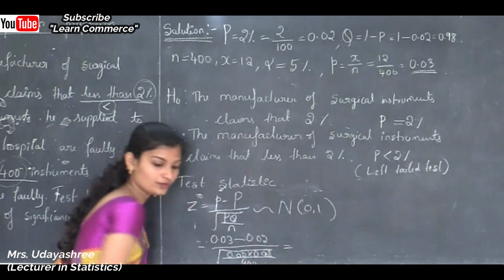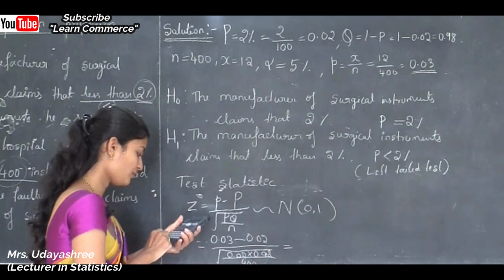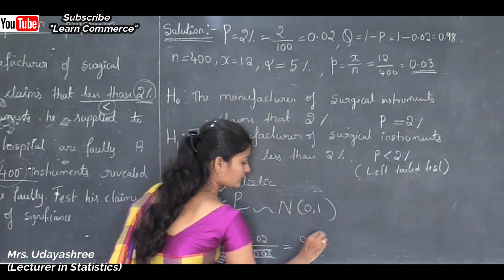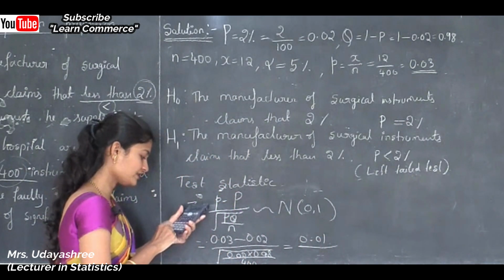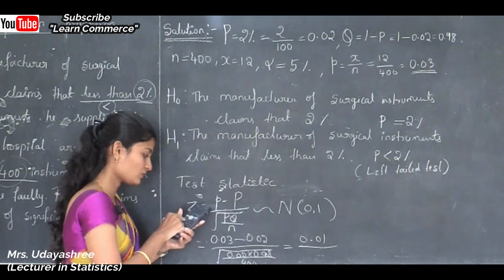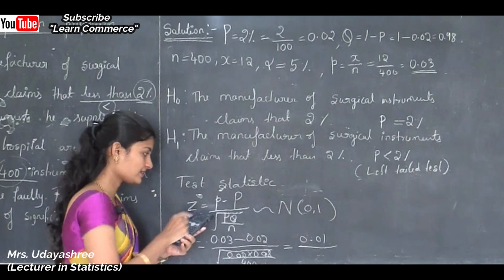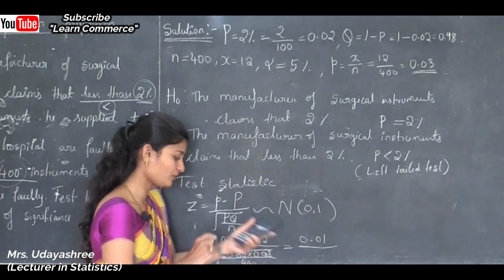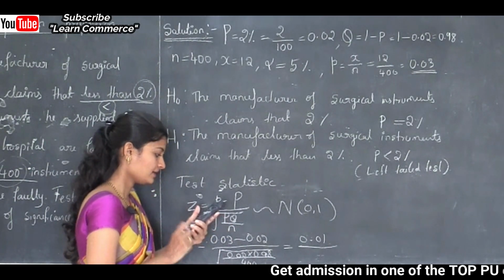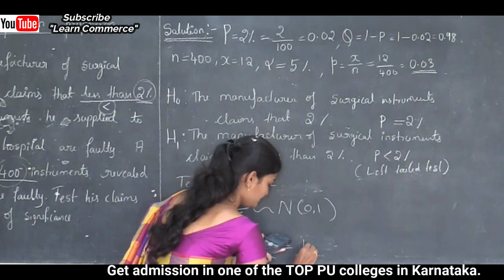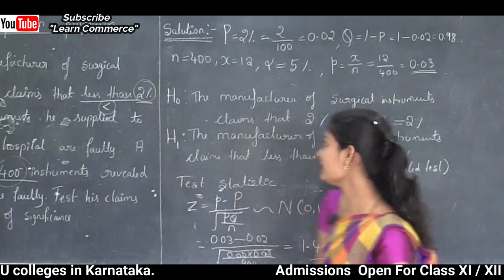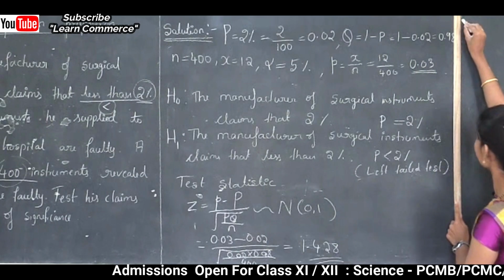Okay, this is equal to 0.03 minus 0.02 is 0.01 divided by 0.02 into 0.98, then divided by 400, then square root of that answer. Next, square root of that answer, then 0.01 divided by this answer, that is, I will write directly, that is 1.428. Okay, this is the calculated value. So here calculated value is 1.428.